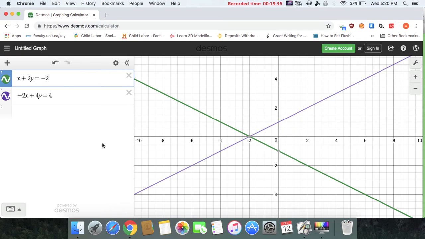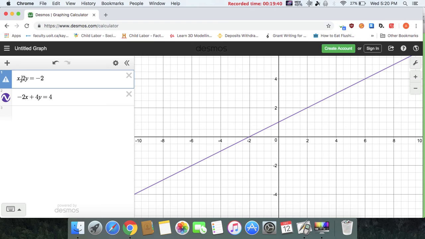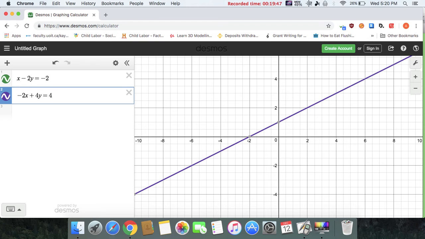So let me go back. x minus 2y equals negative 2. And then the bottom one, let me graph it again so you can see. That's my first one. Negative 2x plus 4y equals 4. And notice that in this case, you have one line on top of each other.